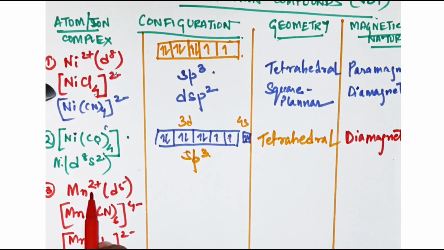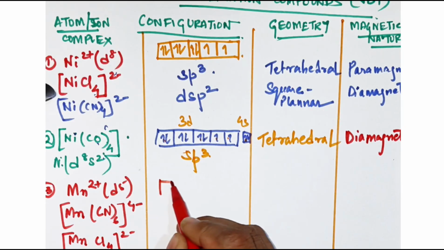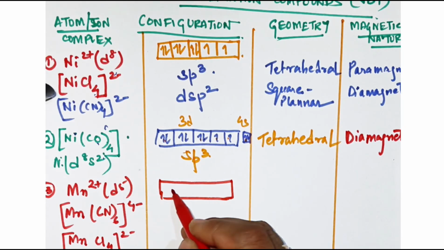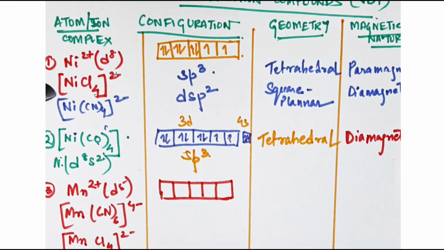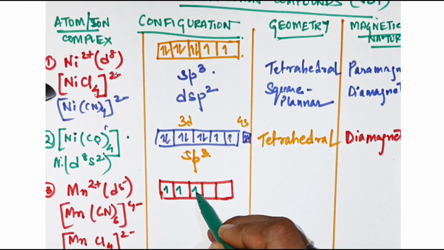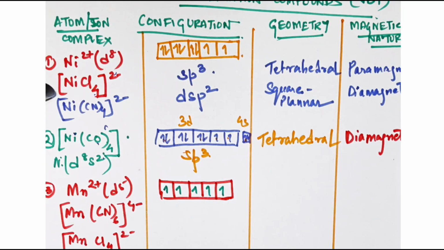Now we'll go for Mn2+. Mn2+ is d5. What is the configuration? It is your d5. Mn2+, 5. Now cyanide is your 6.